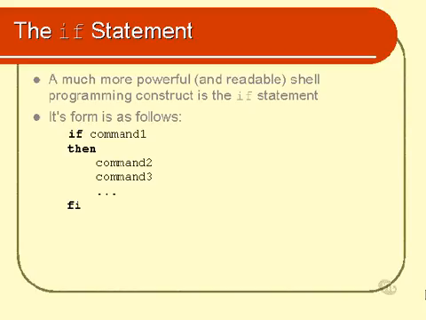And the fi is put there so that the shell knows what point to jump down to if command 1 turned out to be false, or in other words, command 1 produced some kind of error. We would need, of course, to know where to skip down to. We would skip over commands 2 and 3 and so on down to the fi and then continue execution from that point. So let's look at an example of that.